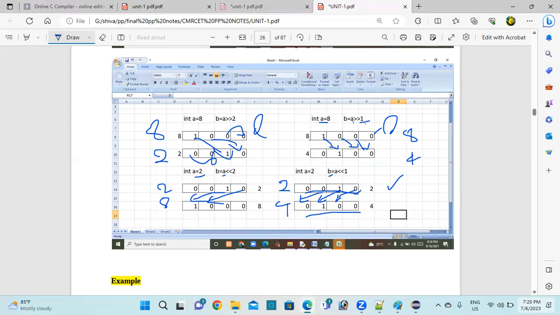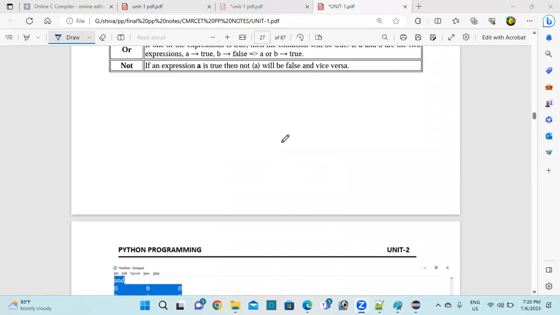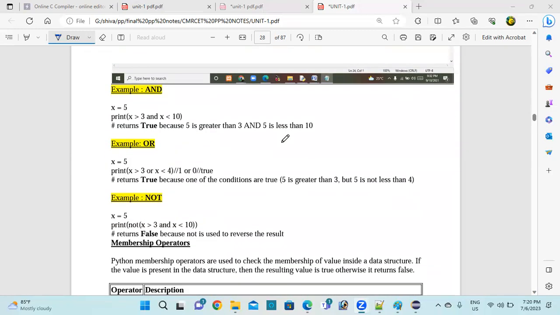Bitwise operators: suppose you are writing any competitive exam, I think I've already given you a lot of PDF documents. In those you can see a lot of questions based on bitwise operators only. Among all the operators, bitwise operators are very important. So bitwise operators are successfully completed. Logical operators also successfully completed.